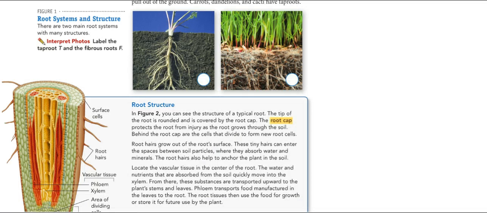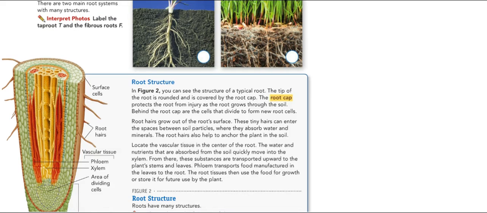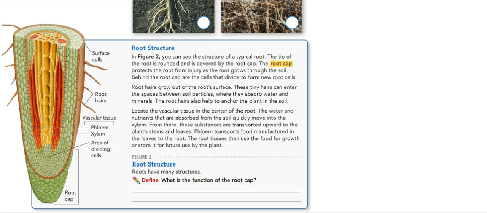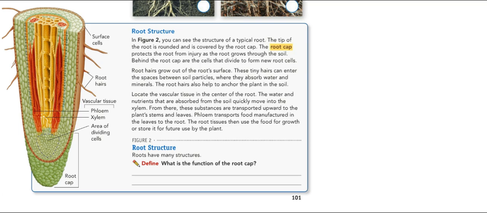Now that we've talked about the two types of roots, let's look a little bit more closely at the structure of a root. In this diagram over here, you can see some of the main parts. The tip of the root is rounded and it's covered by the root cap, which is down here. The root cap protects the root from injury as the root grows through the soil. That would be this section down here. Behind that, or just above that, are cells that divide to form new root cells.